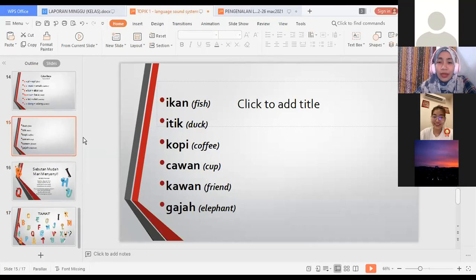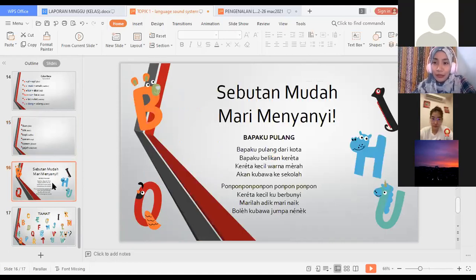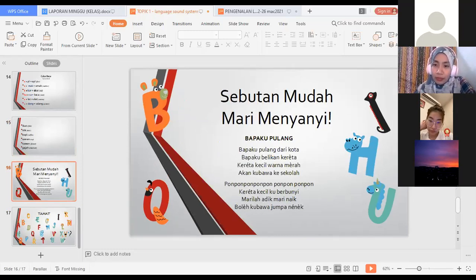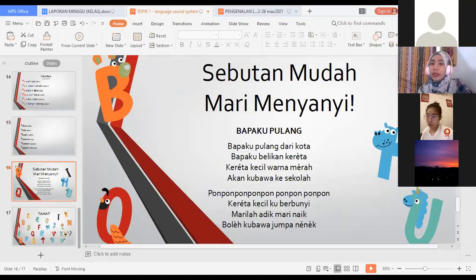I believe everyone can read the syllable and then read the simple word. So now I give you the sample. This is the second last slide for today. I think I teach you so fast. Actually, this is a lyric singer song. I'm not sure same with your country or not. Maybe same. The tune is same, but the lyric is different based on the language.